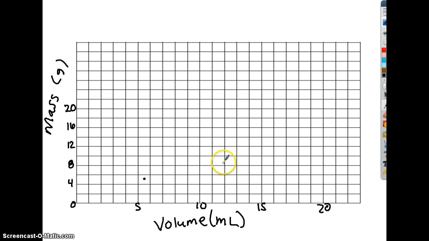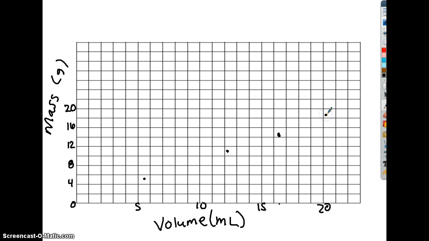So we've got about here. And then we've got 16.5 milliliters, which is going to be about here. And 14.20. So about here.